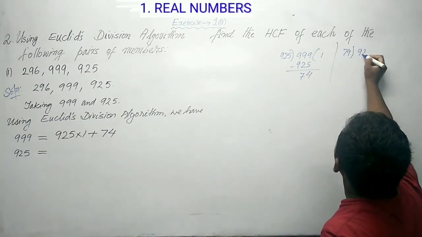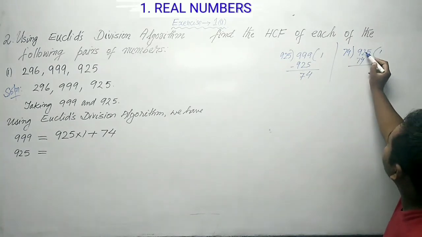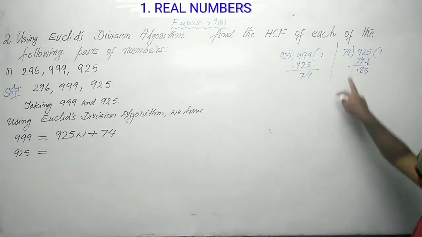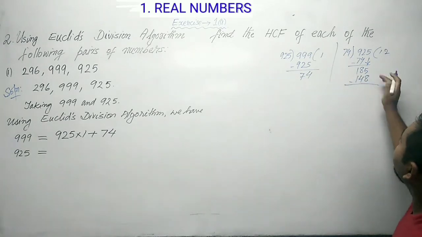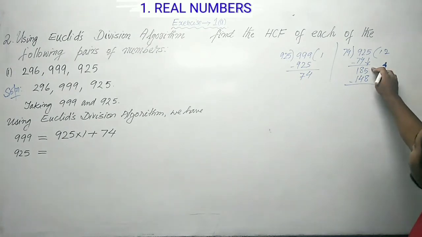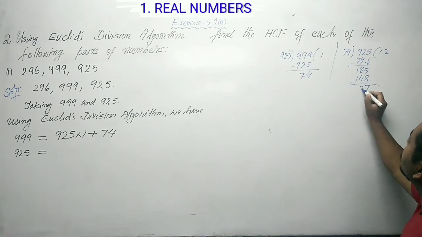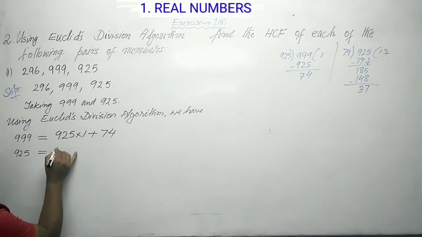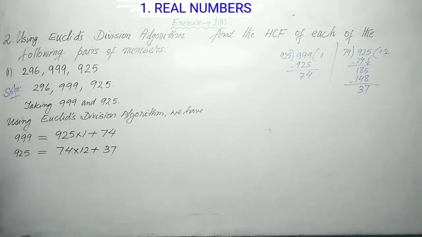74 will divide 925. Let us divide. 74 ones are 74. Carry here 1. 12 minus 4 is 8. 8 minus 7 is 1. This 5 will come down. 185. 74 twos are 148. Now you subtract again. Carry here 1. 15. 15 minus 8 is 7. 7 minus 4 is 3. Now 925 can be written as 74 into 12 plus 37.